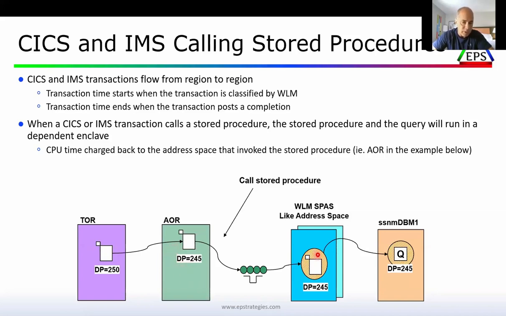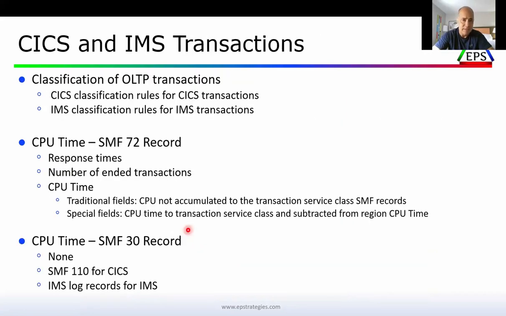But from a stored procedure point of view, issuing a DB2 query, these run in what we call dependent enclaves. So as a result, the CPU time of these transactions is accumulated back to the AOR, and the dispatching priority of the transaction, not the address spaces, is that of the AOR. Right? Just want to point that out. So we need to take that into consideration when we start looking at CPU time accumulated by the AOR. We have to take that into consideration when we start looking at response times of transactions that call stored procedures. And again, this is just the information.